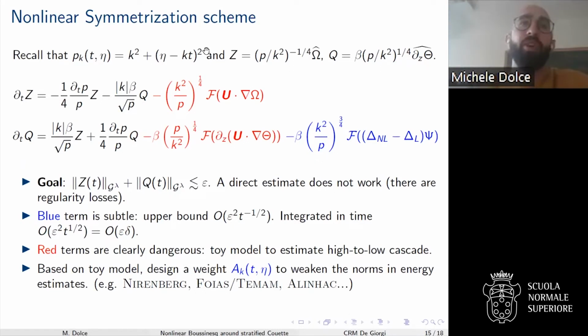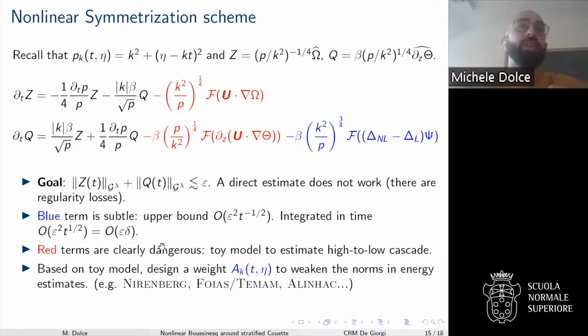So we do perform a symmetrization scheme, but now we do have nonlinear errors. The goal is to prove that actually Z and Q are uniformly bounded by this epsilon. But if you just try to do so, it won't work. There are regularity losses and so on. There is this blue term, which I say is subtle because it's essentially coming from the fact that you are doing the symmetrization scheme based on the linear change of coordinates, but in reality, you're doing the nonlinear change of coordinates. But luckily enough, you do have an upper bound of this form for the blue term, and when integrated in time on our time scale, we are able to control it.